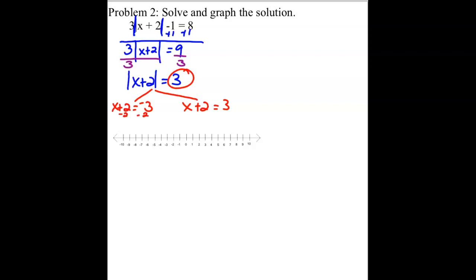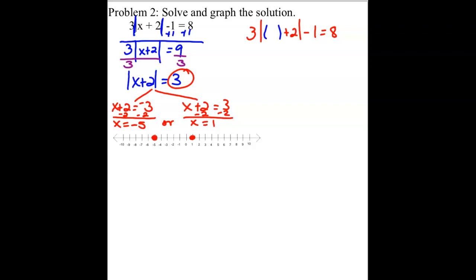Subtracting the 2 to solve this, we get x being negative 5. Or subtracting a 2 over here, we have x being a 1. So our two solutions would be negative 5 and positive 1. And again, we can check those to see if they work. So let's go back to our original statement. We always check them in the original spot.